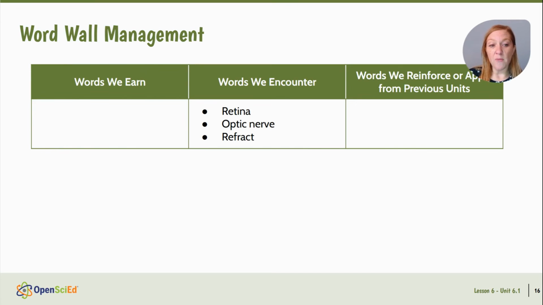For our word wall, we are going to encounter a few words as we watch this video and talk through it. So we will talk about the retina, the optic nerve, and refraction or refract. Those are not words that we earn, so they don't need to be added to our word wall, but definitely talk through those and help students understand what those mean.